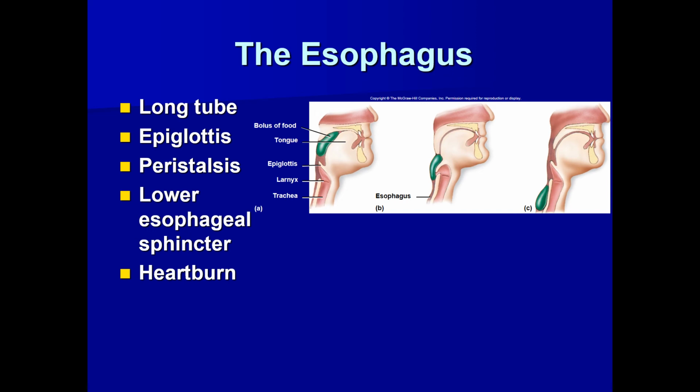And if you look at that picture right there, there's the epiglottis. And that's a flap that folds down over the trachea during swallowing to make sure that the food doesn't go down your air pipe. We do have a lower esophageal sphincter, which is really almost like a barrier controlling whether the food can go from the esophagus into the stomach.